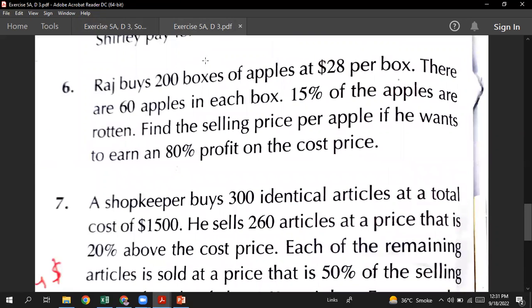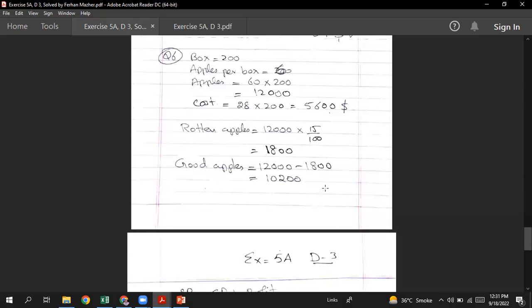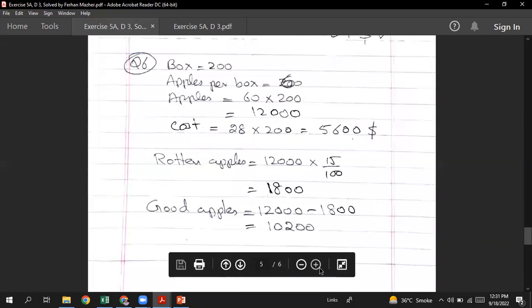question number 6. It says Raj buys 200 boxes of apples at $28 per box. There are 60 apples in each box. 15% of the apples are rotten. Find the selling price per apple if he wants to earn an 80% profit on the cost price. Okay, so these are two stories. One story is about the money, the other story is about the apples.